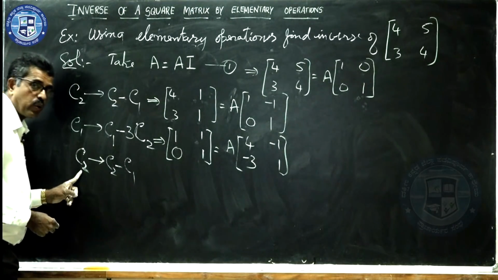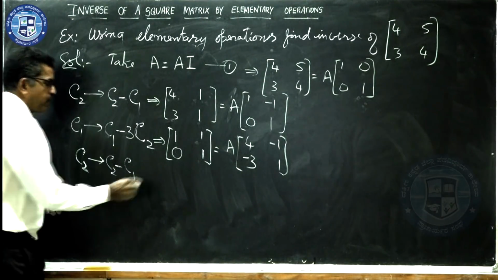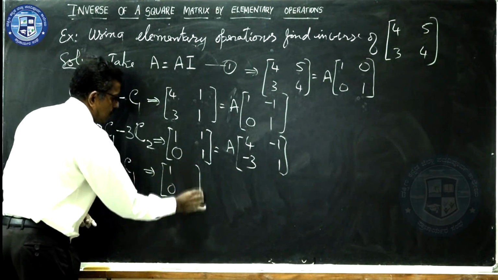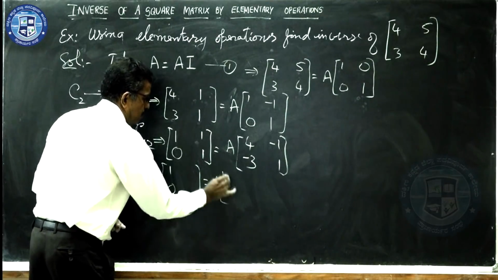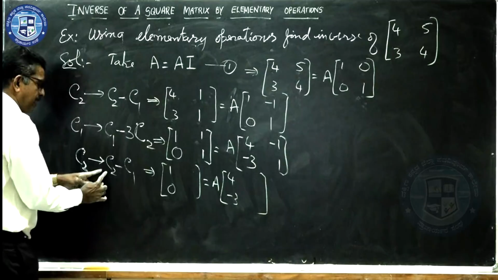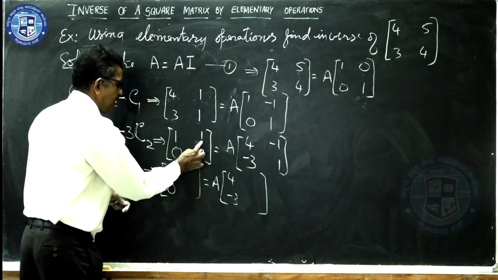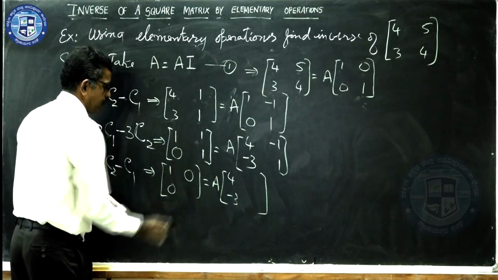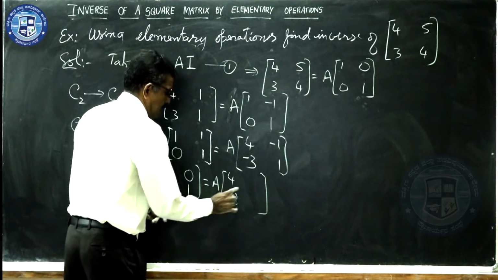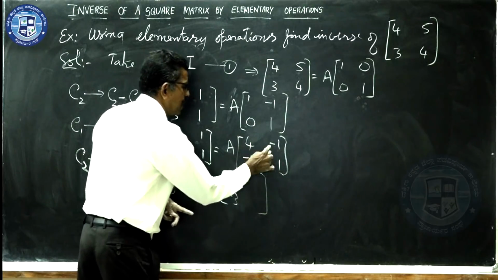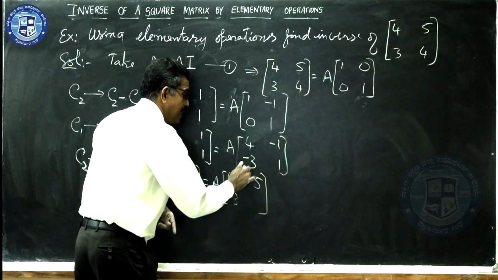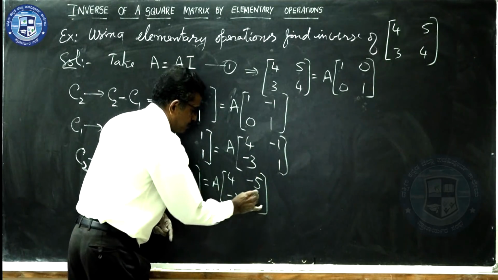Which column is changed now? Second column is changed. Therefore, I just go with the first column as it is, 1, 0. Here A into first column as it is, 4, minus 3. Second column has to be subtracted by first column. Therefore, 1 minus 1, it is 0. 1 minus 0, it is 1. Here, minus 1 minus 4, it is minus 5. 1 minus of minus 3, it is 4.